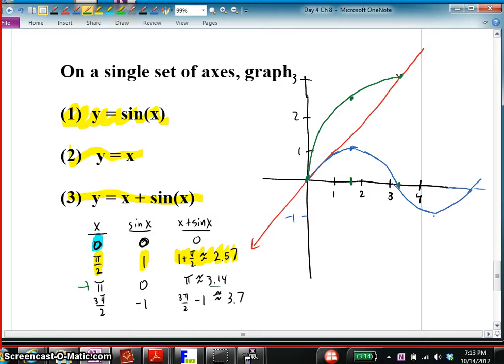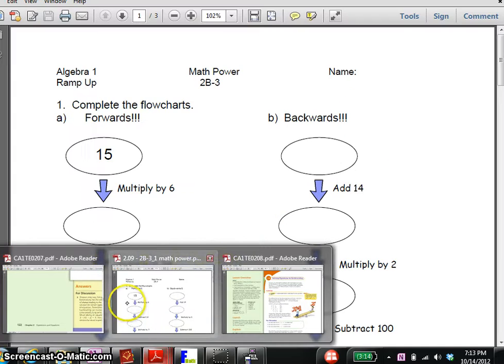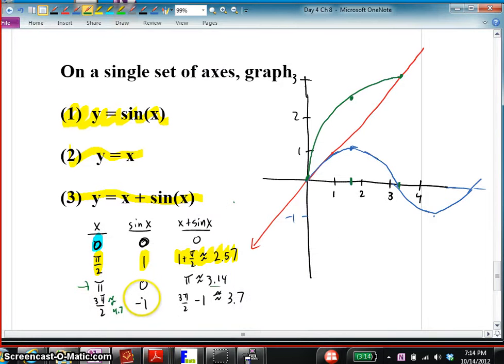Okay, then we move to 3 pi over 2. 3 pi over 2 is about 4.7 something. So x is about 4.7, sine of x is -1, and then 3 pi over 2 minus 1 is 3.7. And so what happens is, at 4.7, so that's maybe about right in here, we are at 3.7, so that's going to be sort of up here. And so you can see that we go like that.